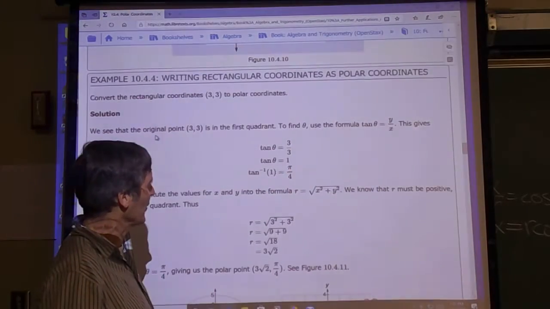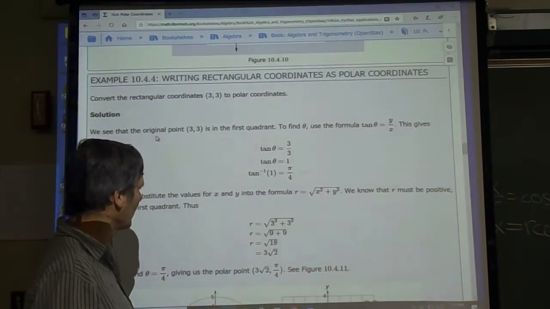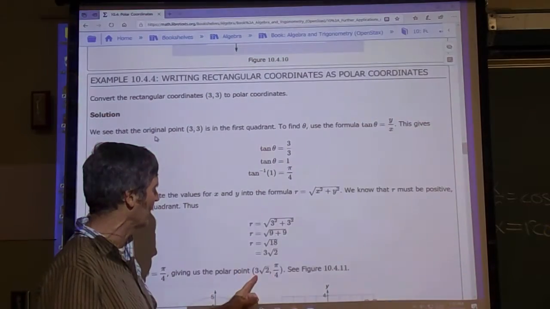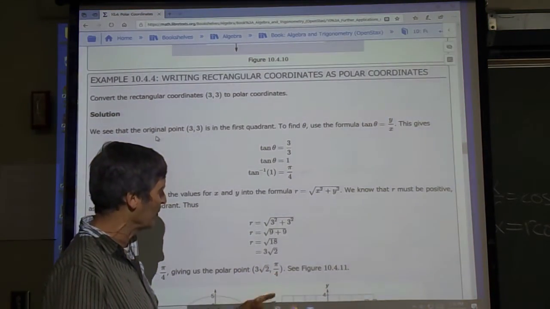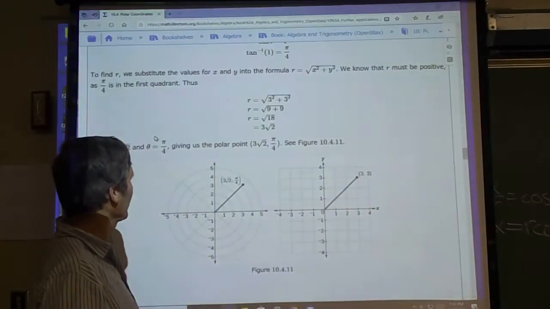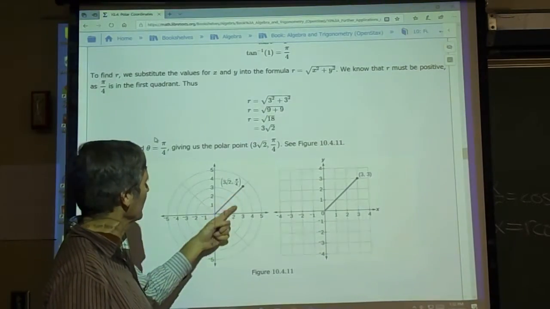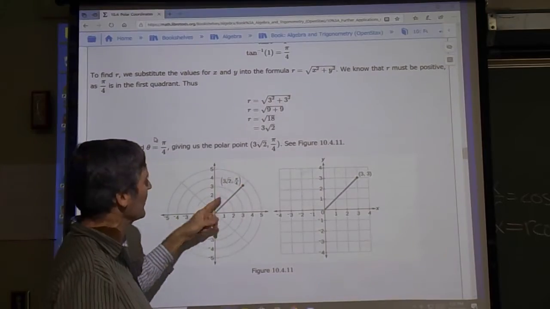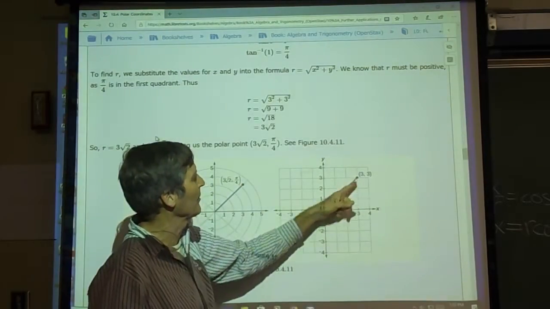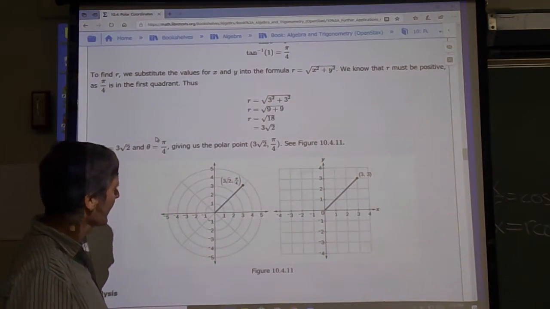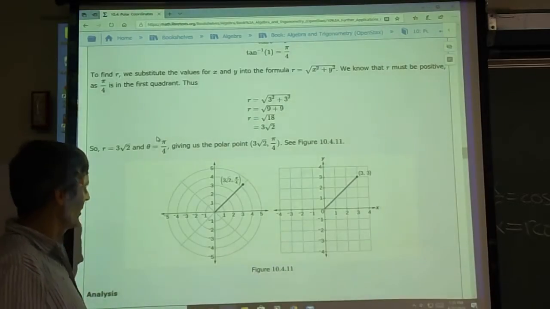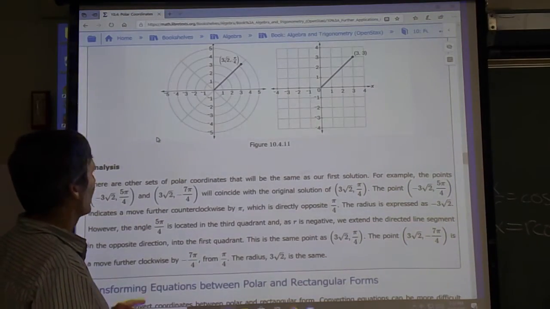So one choice for theta is pi over 4, and I could say the coordinates to this point are r equals 3 square root 2, and theta equals pi over 4. And here's the picture. I can turn through pi over 4 and go out 3 square root 2 units and get to the point whose rectangular coordinates will be 3, 3. Or I could just go over 3 and up 3 and get to that point. That being said, there are other ways to do this.